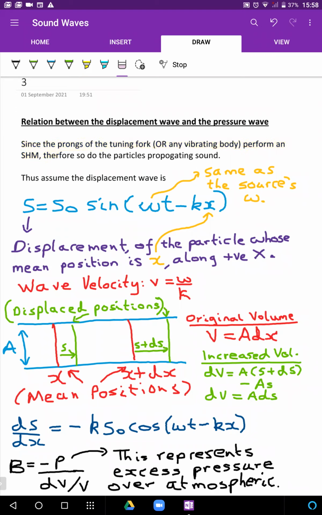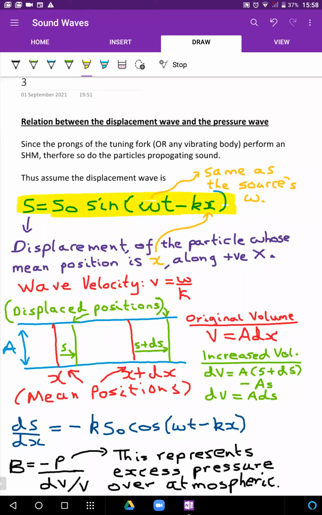The way the original source was vibrating, like when you beat the skin of a drum, the way the skin of the drum vibrates, the air molecules next to it will vibrate the same way. Strum a guitar, the way the string vibrates, the neighboring particles will also vibrate sinusoidally. So it's fair to assume that the displacement wave that propagates down the string is a sine wave. So this is how we can write the displacement wave equation for sound.